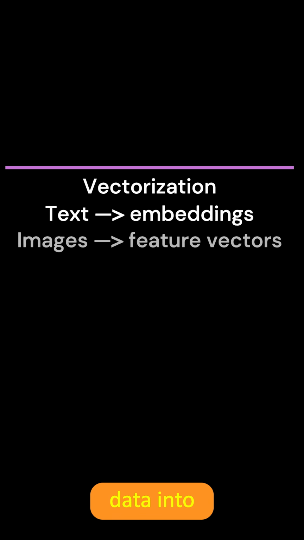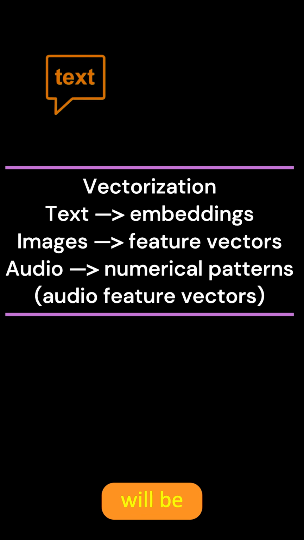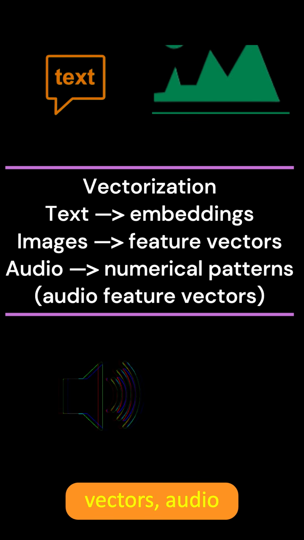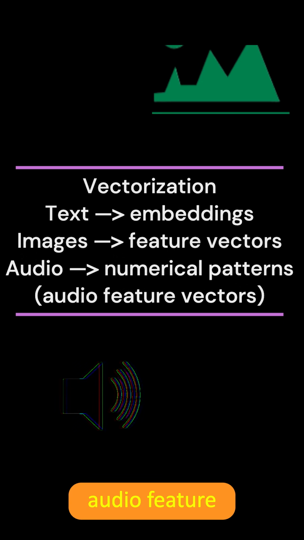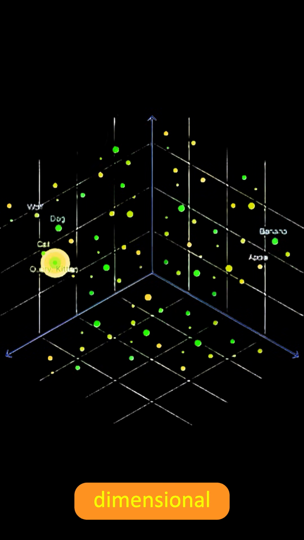Vectorization converts real-world data into numbers this way. Text is converted into embeddings, images into feature vectors, and audio into numerical patterns or audio feature vectors. These vectors live in a high-dimensional space where relationships become measurable.